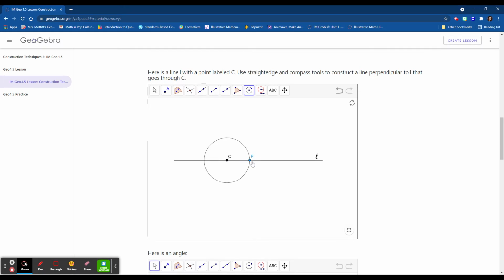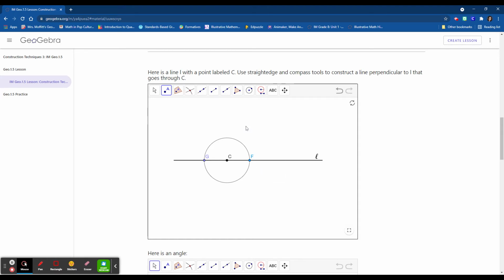And there we go. Okay, so I want to click right here where I'm on one of the intersection points. I'm going to come over here, click on my point tool, and click on the other intersection point. Mine labeled them F and G. Whatever yours labeled them is just fine.